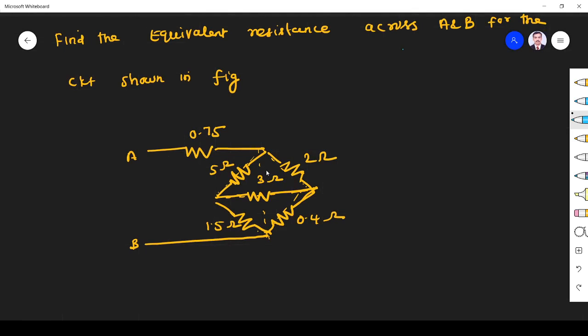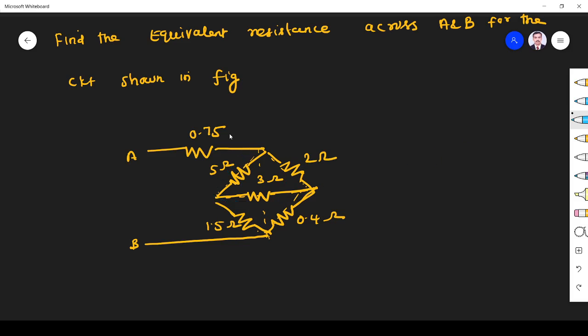So first we have to make a conversion. You see this area is in delta network fashion. If I convert this delta into a star network, then it is easy to solve the problem. Let us see how we are going to solve the problem.